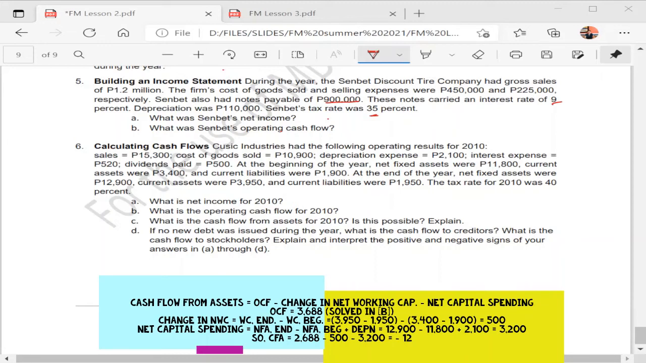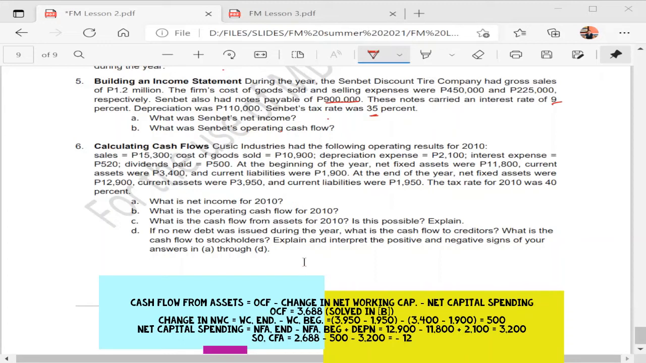3,200. So we substitute that into the alternative formula for cash from assets, or cash flow from assets. So again, the formula is OCF minus change in net working capital minus net capital spending. So that would equal 3,688 minus 500 minus 3,200. So the answer for cash flow from assets is negative 12. Okay, so the answer here of negative 12 is correct.